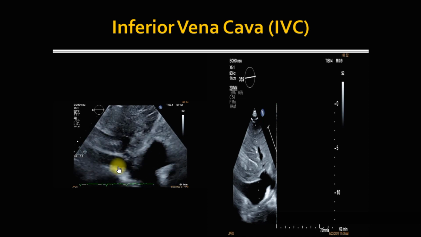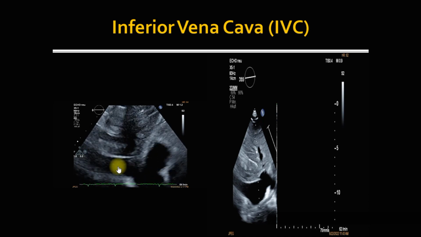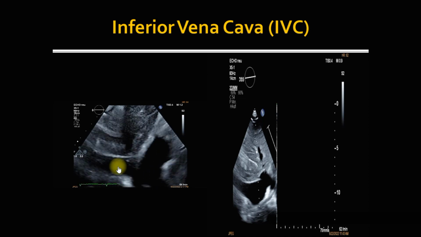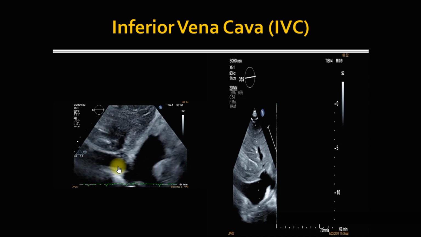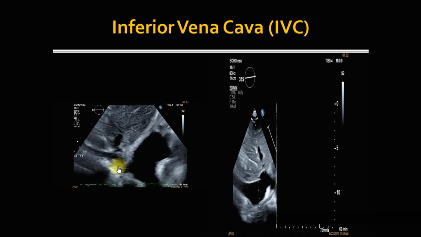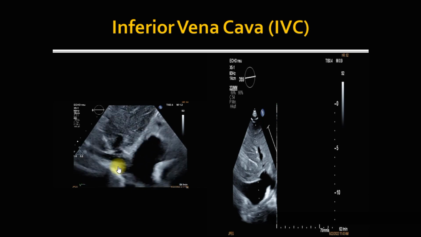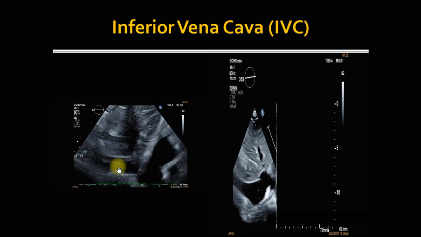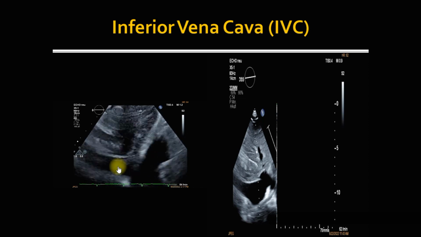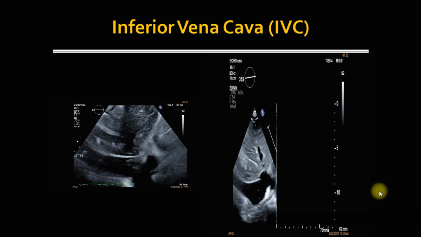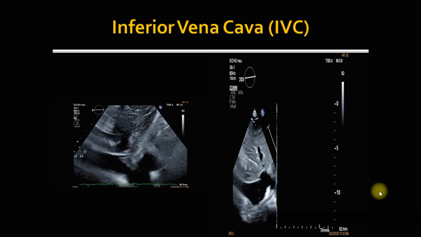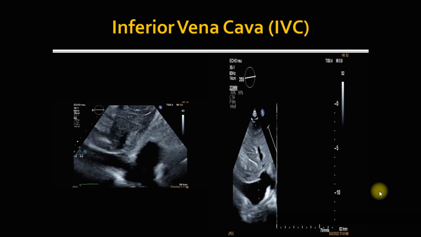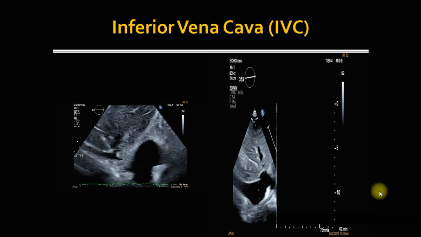When the patient takes a breath, when the patient inspires, the intrathoracic pressure increases, which pushes the diaphragm. That also increases the intra-abdominal pressure, and the increase in the intra-abdominal pressure would compress the inferior vena cava normally. But if the pressure in the inferior vena cava is high, it will not be compressed, or it will not be completely collapsed during inspiration.